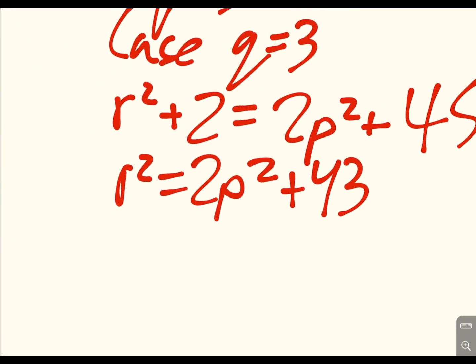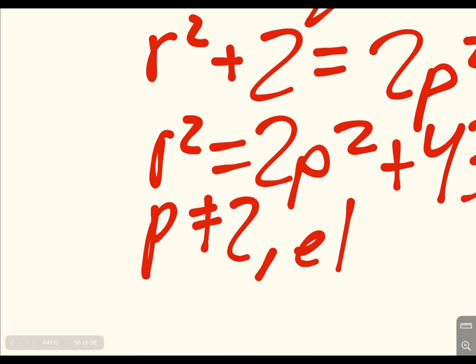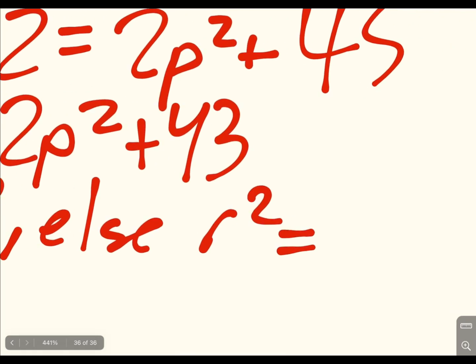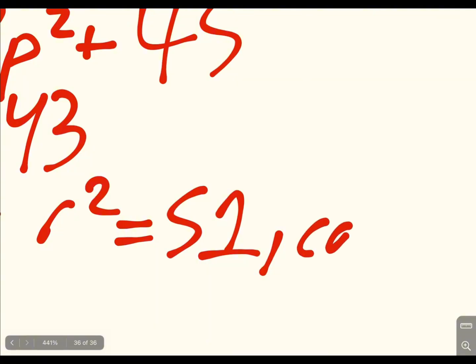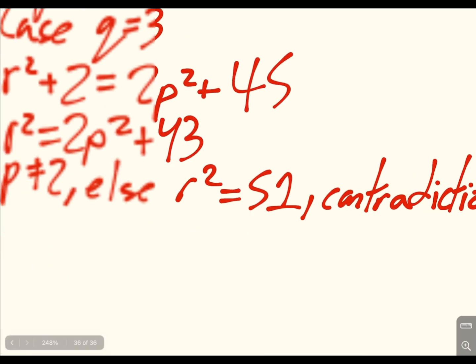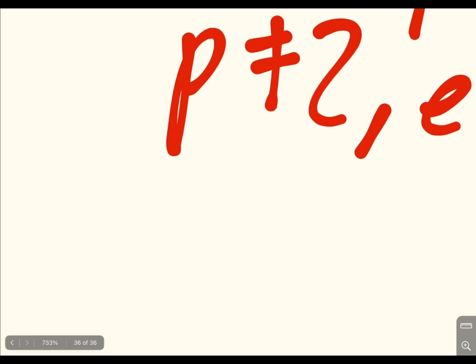Now p isn't equal to 2. You can kind of see this because we can do a simple substitution. Else r squared is going to be equal to 51, and that's a contradiction. Thus, p will be odd because 2 is the only even prime number.